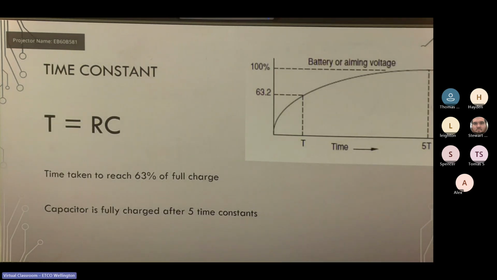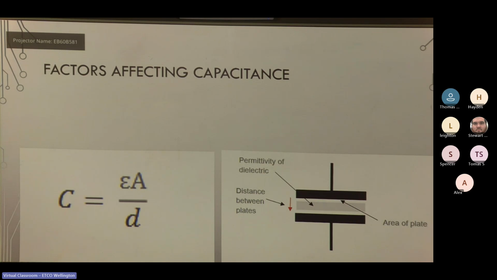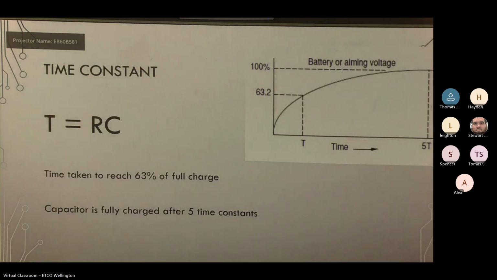Cool. And then we talked about how if we have capacitors in series, we decrease the capacitance, and if we have them in parallel, we increase the capacitance. Then we talked about the time constant, how after 1 time constant, it's 63% full charge, and then fully charged after 5 time constants because it slows down as it gets towards full charge.